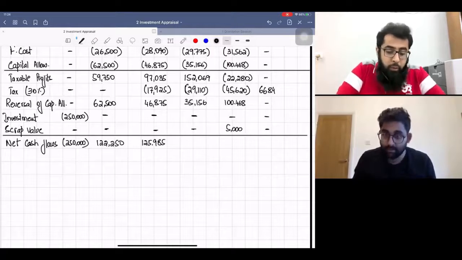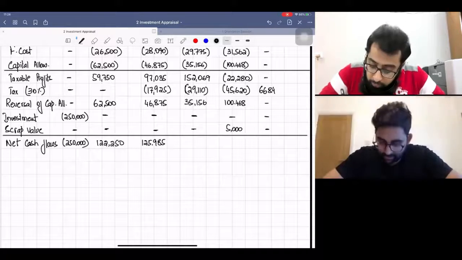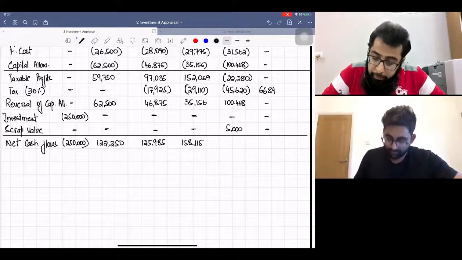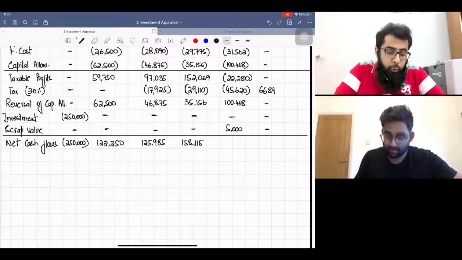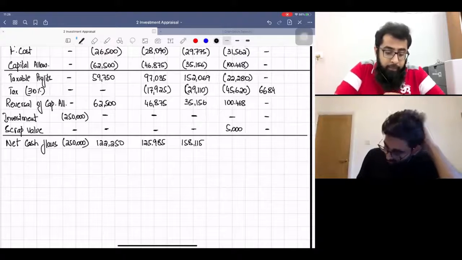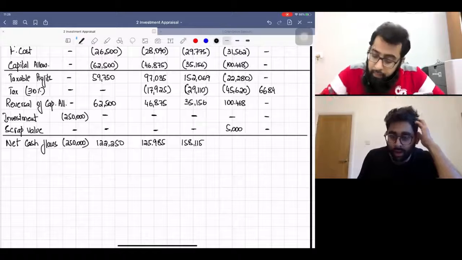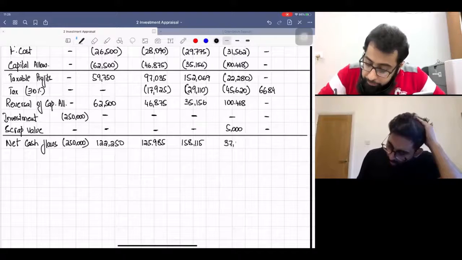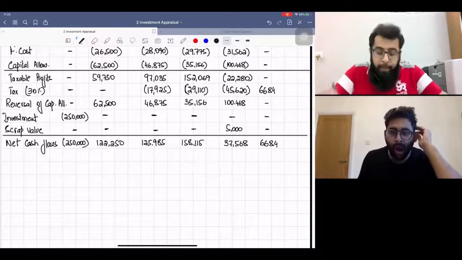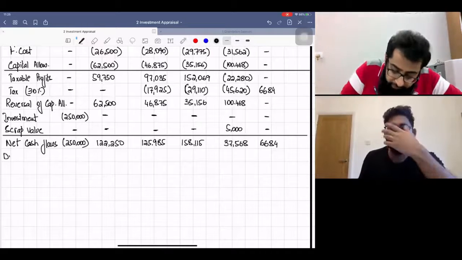152,069 minus 29,110 plus 35,156, so it's 158,115. And then 22,280 minus 45,620 plus 100,468 plus 5,000 is 37,568, and 6,684. Okay. Now we have to put the discount factor.